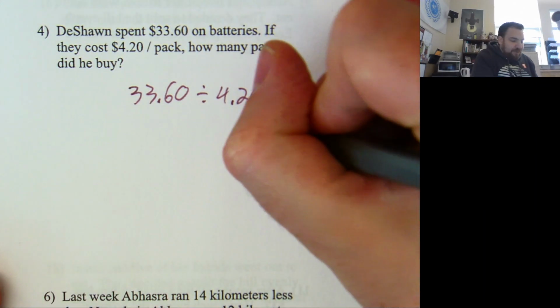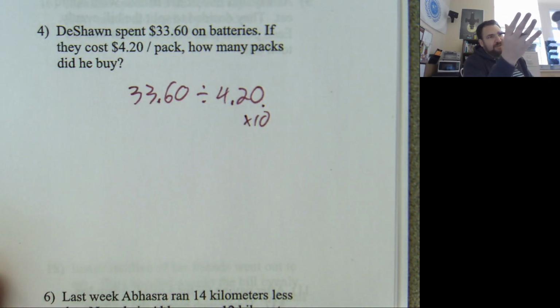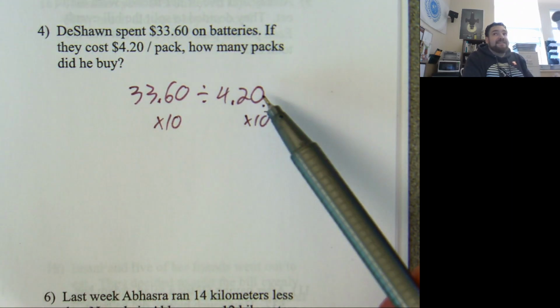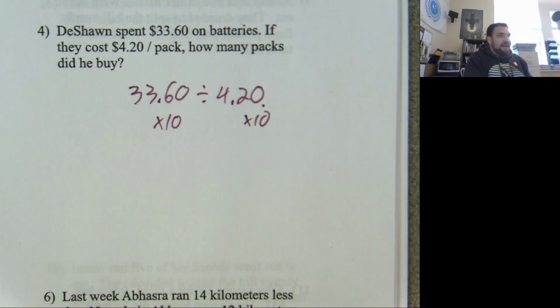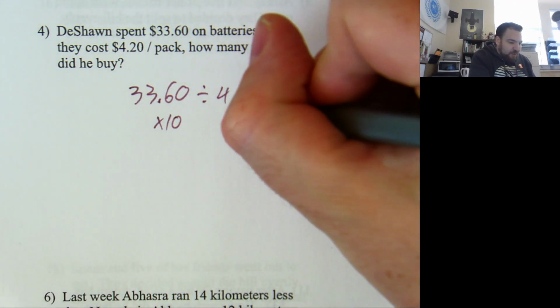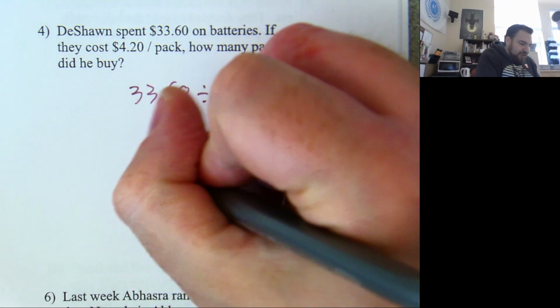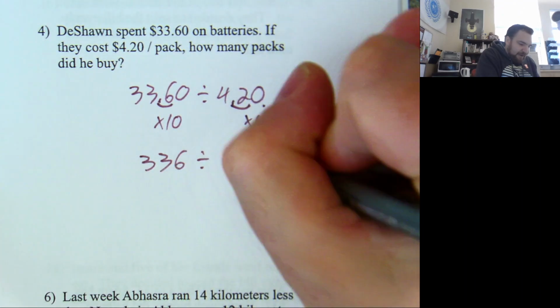So if I multiply both of these by 10, thank you so much, Jacob, by the way, for doing that. Someone did that for me in the other class too. It was perfect. So instead of multiplying them both by 100, because this number ends in a 0, I'm just going to multiply by 10. It's going to move the decimal once in each case. And my question is going to become 336 divided by 42.